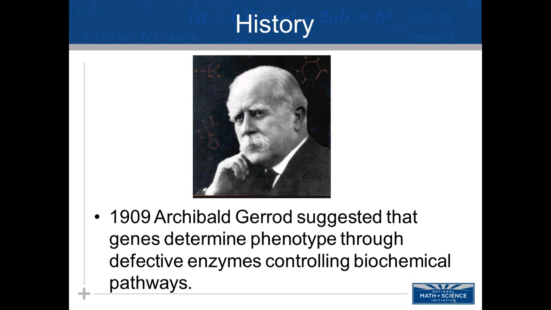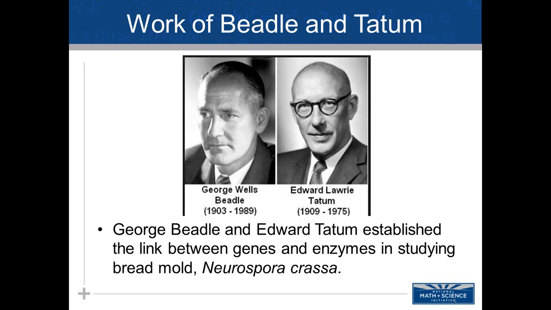In 1902, Garrod published a book called The Incidence of Alkaptonuria, a Study of Chemical Individuality. This was the first published account of a case of recessive inheritance in humans. And then moving on, there's the work of George Beadle and Edward Tatum, and they established a link between genes and enzymes, and remember enzymes are proteins, by studying bread mold.